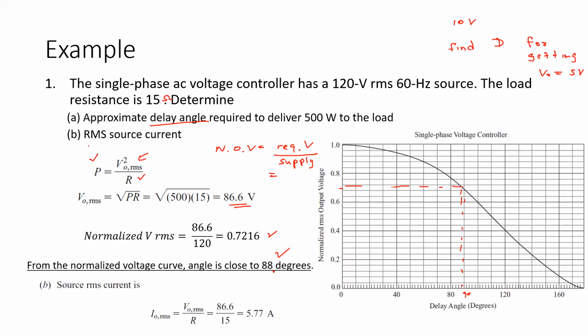Then we are asked to find the RMS source current. Very easy. V out RMS we have found already, 86.6, and R is 15 ohms. So I out RMS will be 5.77 amps. You just divide this. So we have done it now. That's how you do a question on this phase angle control.